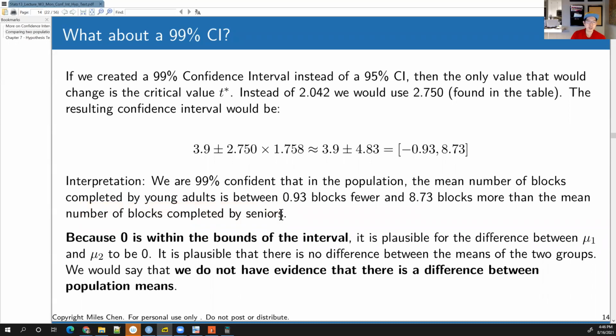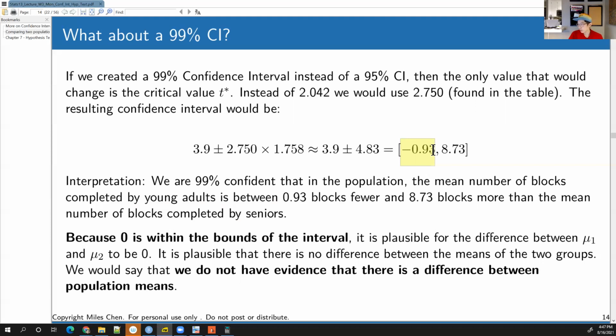So we're saying I'm 95% confident that the young adults can complete something that's less than or more than the seniors, okay? And if we want to be 99% confident, we're not able to say that there's a difference between the population means. Zero is within the bounds of the interval, right? The interval goes from -0.9 to positive 8.7. Zero is inside the bounds of the interval.